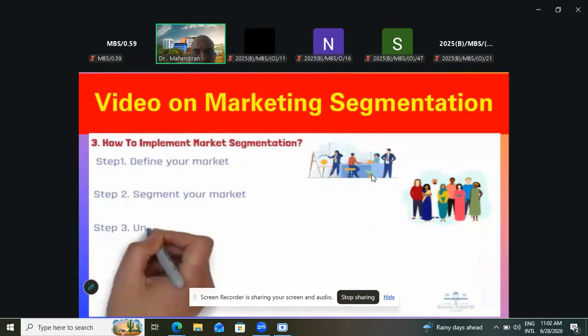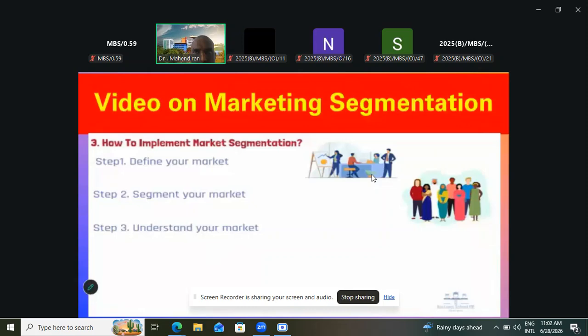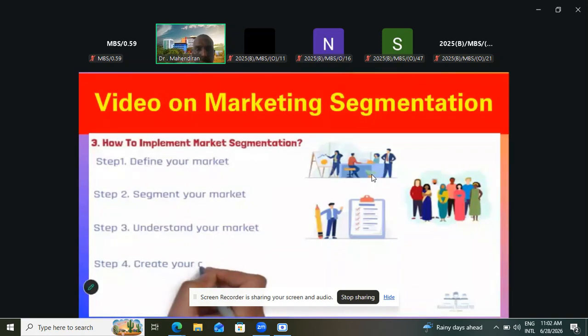Step 3. Understand your market. You do this by conducting preliminary research: surveys, focus groups, polls, etc. Ask questions that relate to the segments you have chosen and use a combination of quantitative and qualitative questions. Step 4. Create your customer segments.